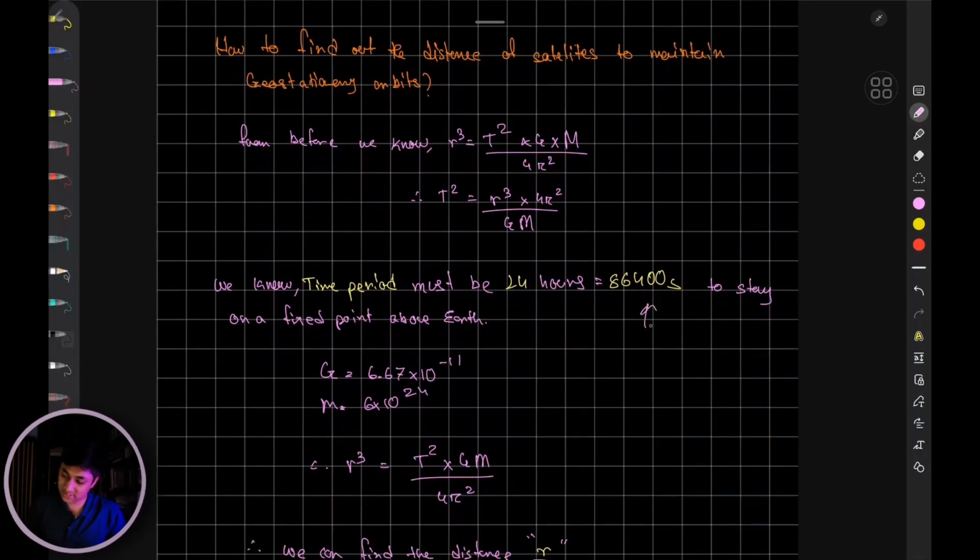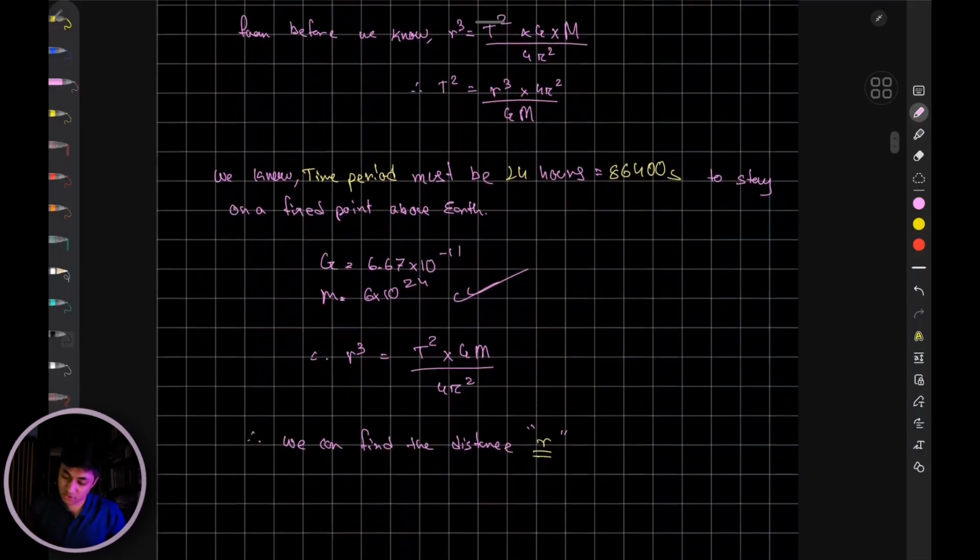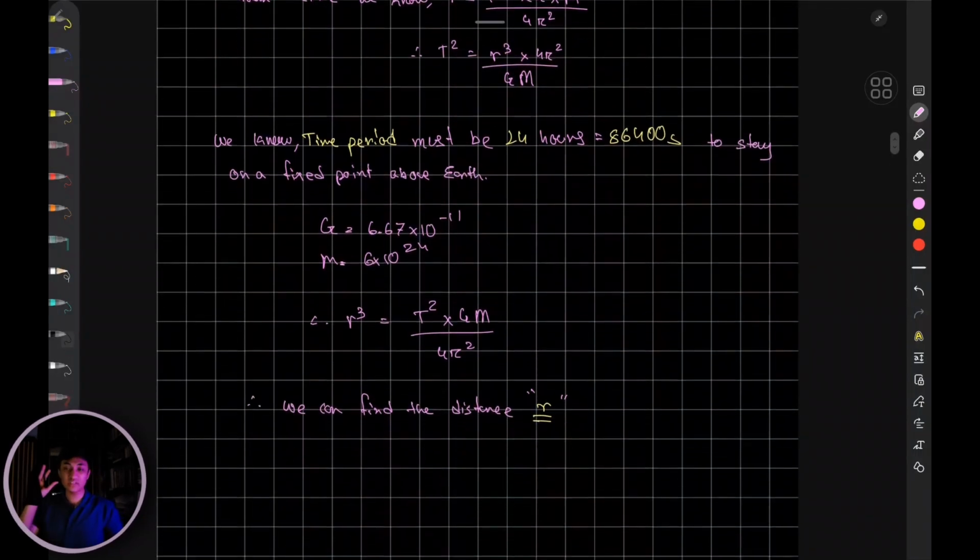If you convert that to seconds, 24 hours into 60 minutes into 60 seconds, that is going to give you 86,400 seconds. So you also know the values for the gravitational constant, you know the mass of Earth. So now you can find out the distance or the separation it needs to be at such that it can be in geostationary orbit. So you know the time period, you know the gravitational constant, you know the mass, and 4 pi squared is a constant.